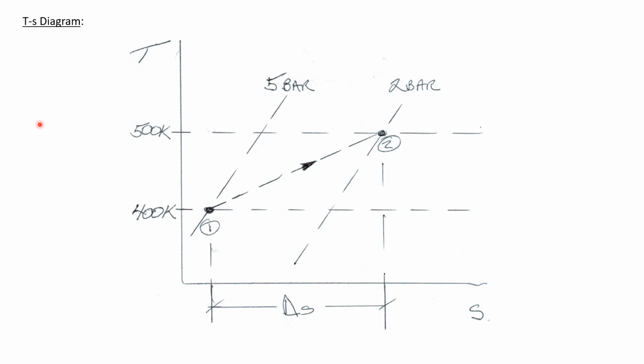So let's draw a TS diagram of this process. State 1 for the nitrogen gas was at 400 Kelvin and 5 bar. State 2 was at 500 Kelvin and 2 bar. And we can see clearly that the entropy at state 2 has a higher value than at state 1, and therefore our delta S came out positive.